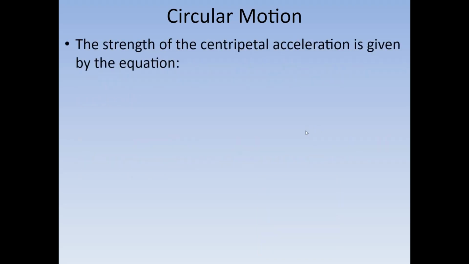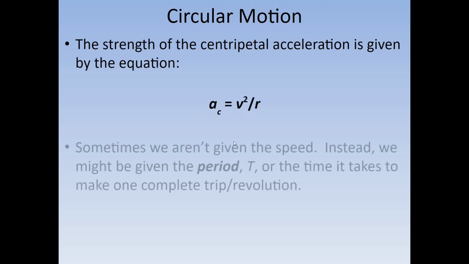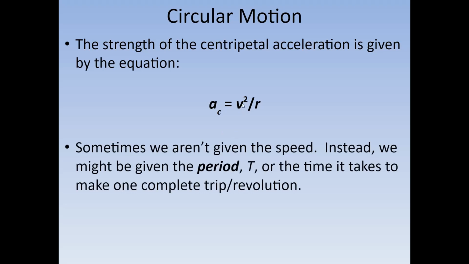All right, so the equation that we have for the centripetal acceleration is given by this equation. a_c equals v squared over r. a_c is our centripetal acceleration, v is our velocity, or I should say its speed, as it goes around the circle, and r is the radius from the center of the circle.